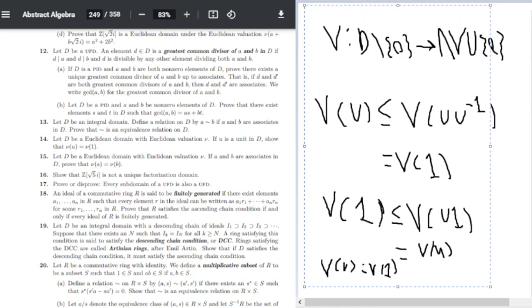Show that Z adjoin square root of 5 i is not a unique factorization domain. Prove every subdomain of a UFD is also a UFD.